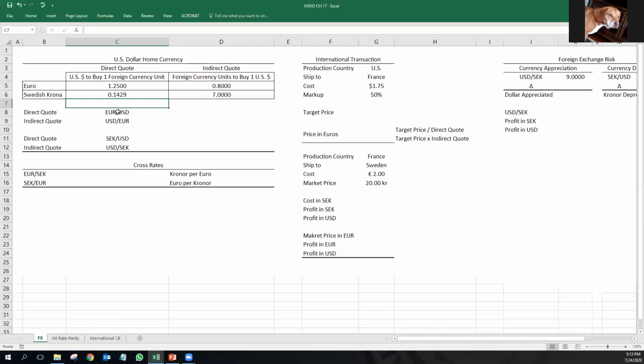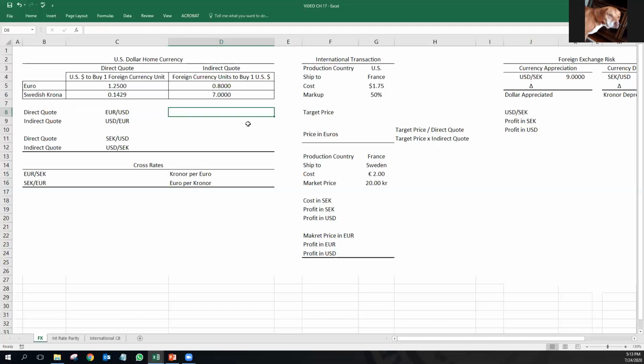Now, what you typically see is this. This is what you typically see. These right here. So this is the direct quote way of seeing it. Now, sometimes this is a little weird because it looks like you're doing euros divided by dollars, but no. What it's saying is to buy 1 euro, how many dollars? About 1 euro for how many dollars? That's the way to look at it.